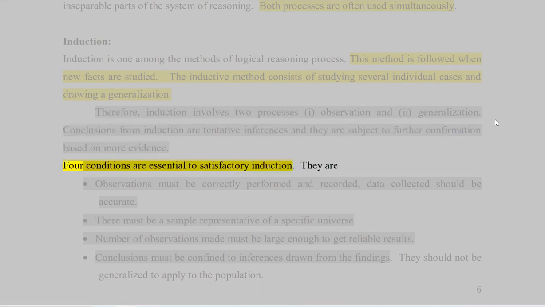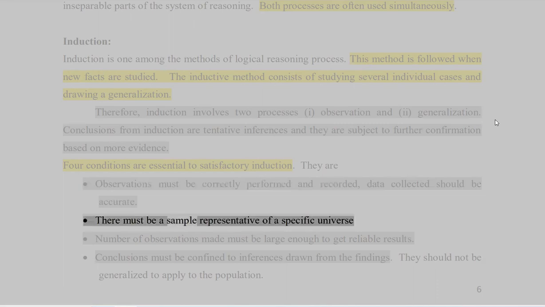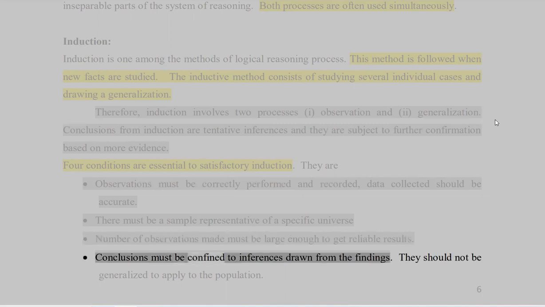Four conditions are essential to satisfactory induction. They are: observations must be correctly performed and recorded, and data collected should be accurate. There must be a sample representative of a specific universe. The number of observations made must be large enough to get reliable results. Conclusions must be confined to inferences drawn from the findings. They should not be generalized to apply to the population.